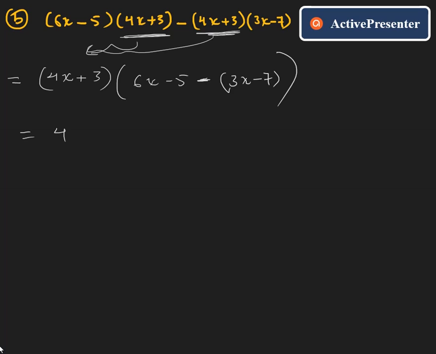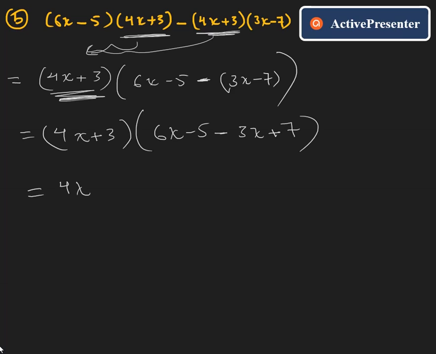So this is equal to, this is the greatest common factor, 4x plus 3, multiplied by (6x minus 5 minus 3x plus 7). So complete your factoring. 4x plus 3 multiplied by: 6x minus 3x is 3x, minus 5 plus 7 is plus 2. Now you are done. In case of this, you can say the greatest common factor or the common binomial factor, because you cannot estimate what the greatest common factor is here. However, the common binomial factor is this one.